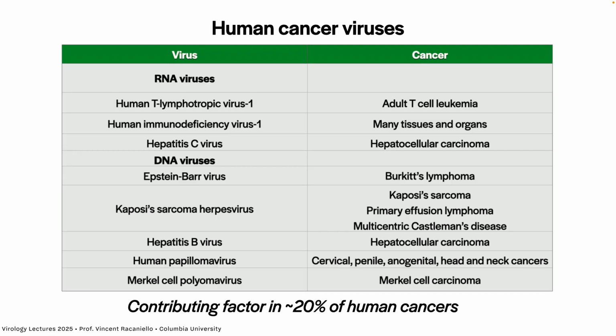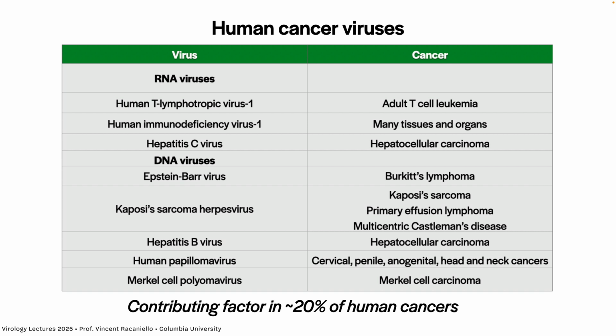So viruses are contributing factors in about 20% of human cancers. And these are the human cancer viruses. There are both RNA viruses and DNA viruses. And you can see the names of the viruses here and the kind of cancers that they can cause.